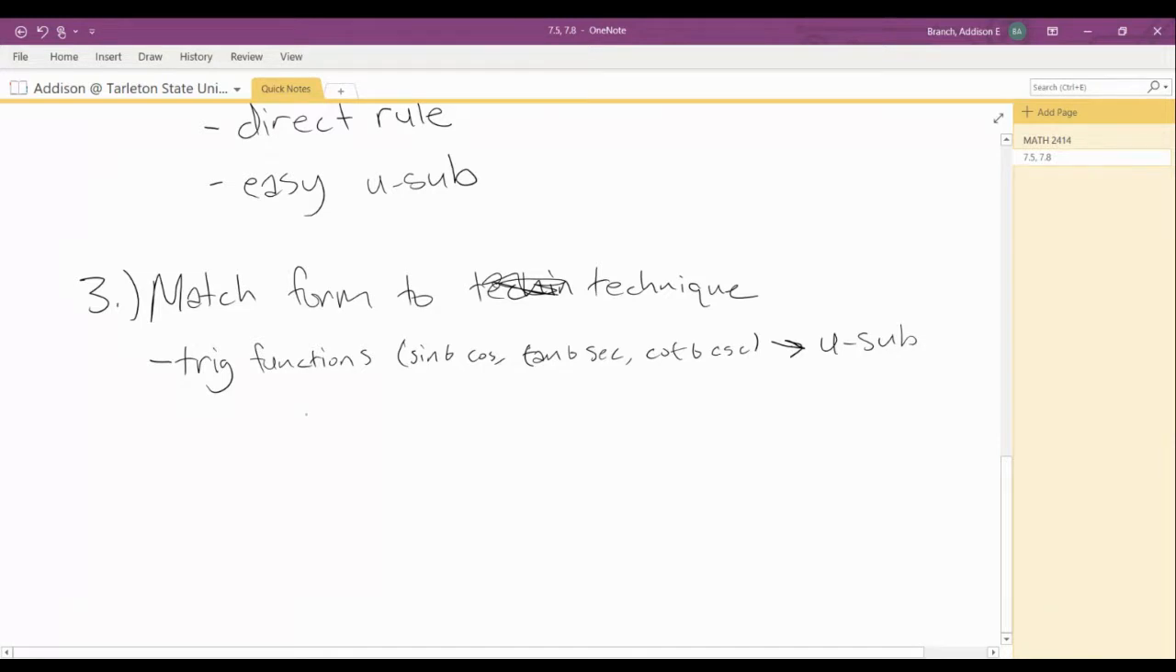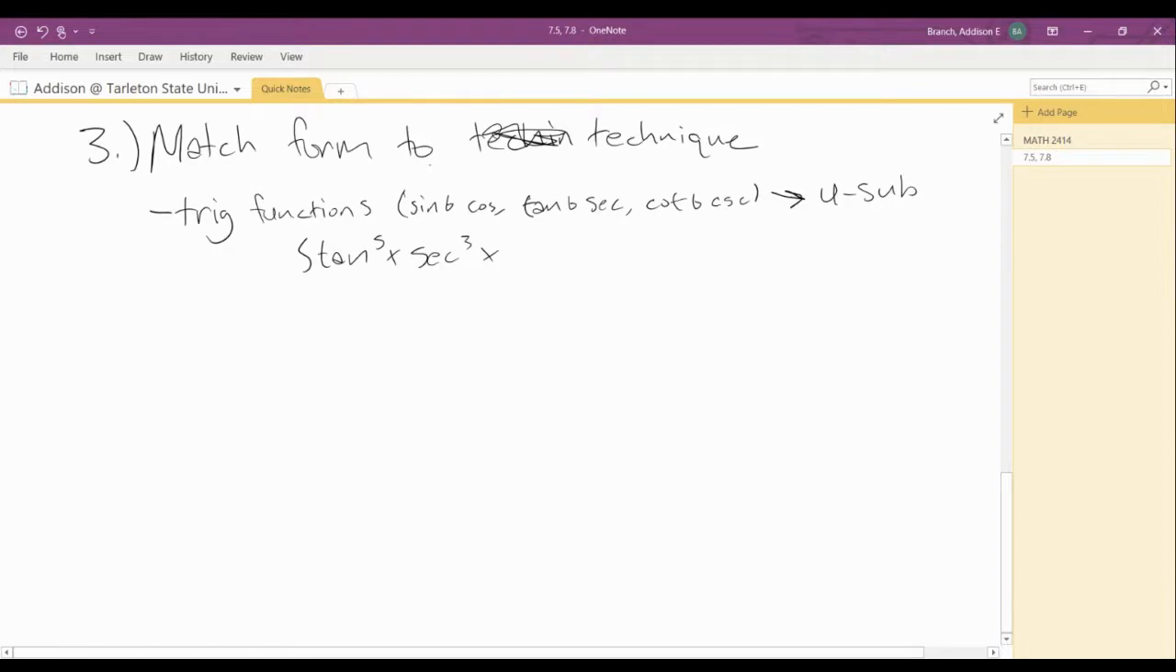So where if we had something like tangent to the 5th times secant cubed, you went ahead and just factored out things to get everything in the form of tangent or in the form of secant. I'm not going to really try to solve that right now, but you can combine everything and break that down to where you could say, oh, u is secant of x or u is tangent of x, and just move on from there.